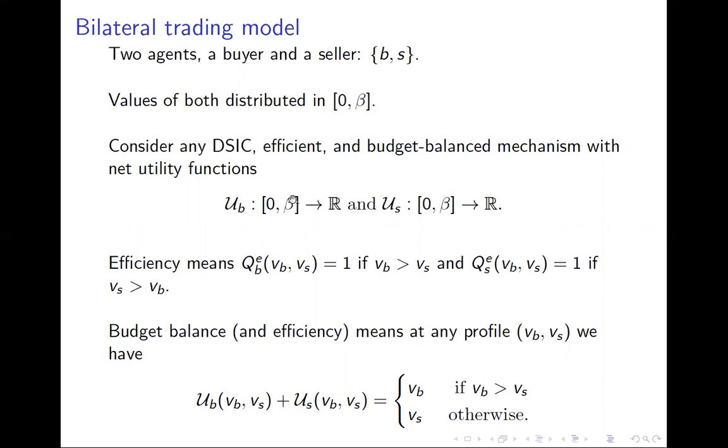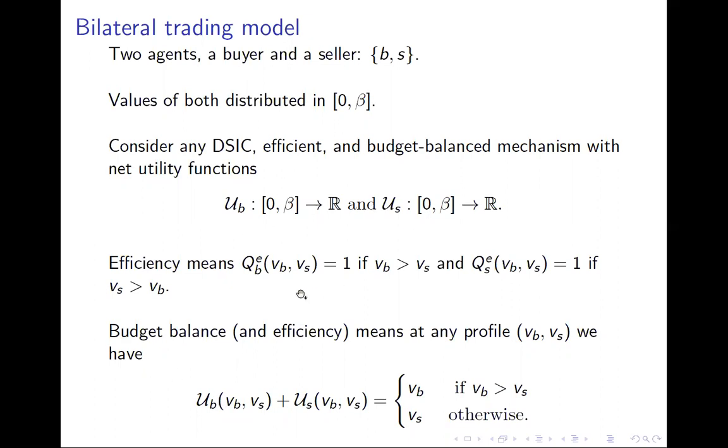So this net utility is an expected utility function, which is basically, if the buyer has type VB and the seller has type VS, then what is the utility of the buyer from the mechanism? Well, it will be VB times the probability with which the mechanism awards the object, minus the payment the buyer has to make to the seller. Okay, so that's basically it.